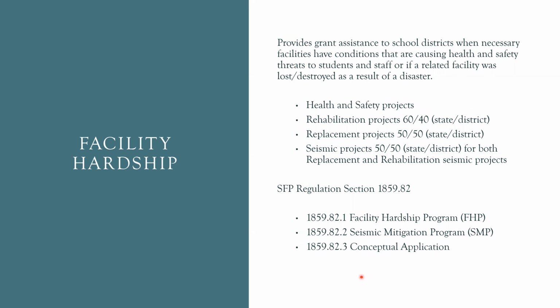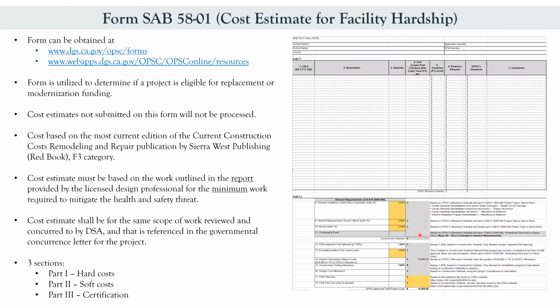So here we just included information regarding facility hardship as to what the matching is. For example, we have a teaching project where it's on a 60-40 state and district basis for funding. And it goes on to explain the other types of facility projects. We also included the SFP regulations for facility hardship. Okay, and now we're just going to talk about the form SCB 5801.